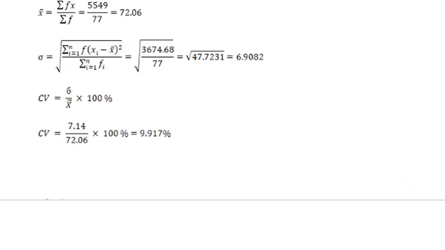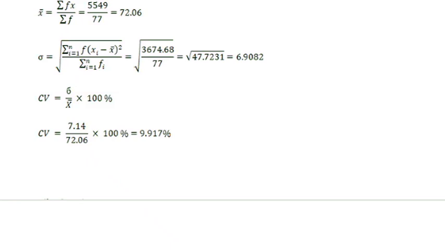Then we look for our standard deviation, which is the square root of summation, i ranges from 1 to n, f of xi minus x bar all squared, all over summation f. We now add the column of summation f of xi minus x bar all squared, all over summation f. So we find the square root of 47.7231.